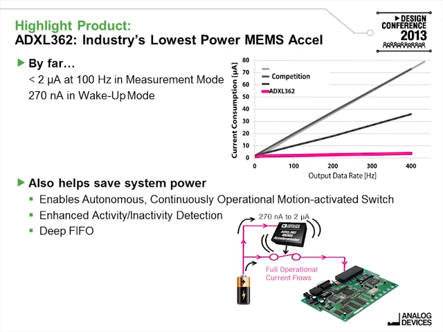In addition to consuming very little power itself, this accelerometer is also designed with system-level power savings in mind. So it's got features that enable it to act as an autonomous motion-activated switch. It'll turn a system's power on when it's moving and turn it back off when it's not moving. And it's got some enhanced activity and inactivity detection capabilities, as well as a deep FIFO that allows you to unburden a microprocessor or allow it to sleep for longer periods of time.